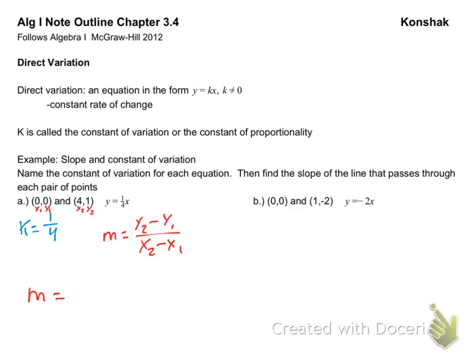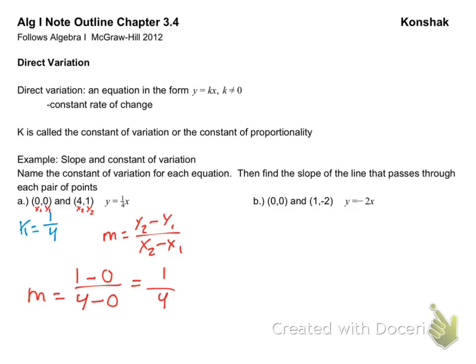M equals, what's y2? 1 minus 0, over 4 minus 0. Ooh, that's easy. 1/4. The slope is 1/4. The constant of variation and the slope are the same. So the constant variation actually tells us the slope. But you need to verify that. I'm going to give you guys a couple seconds to do part B.